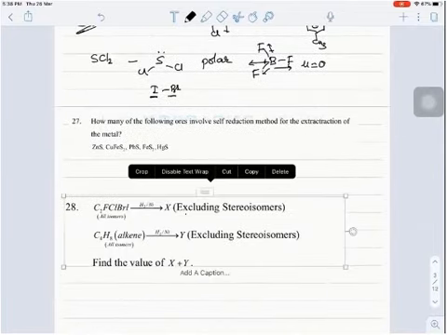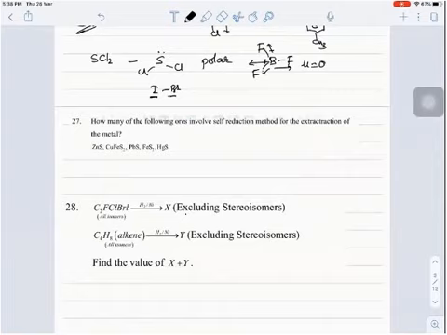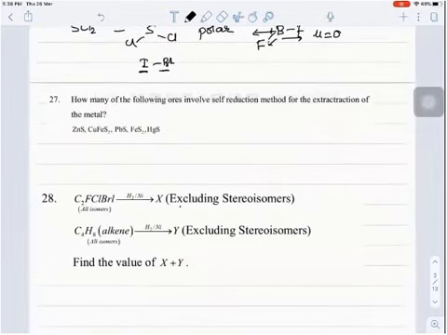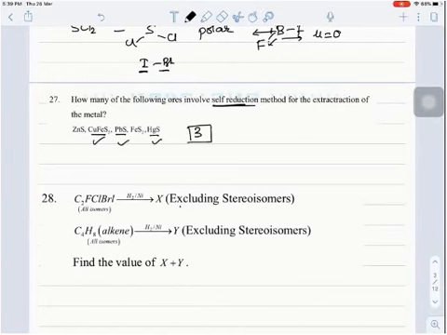Next question. It is based on the extraction of metals involving the self-reduction method. Self-reduction method is used for copper, lead, and HgS. After partial roasting is done and heating is continued, this undergoes self-reduction. The metals copper, lead, and mercury will be extracted by the self-reduction method. So the answer is 3.